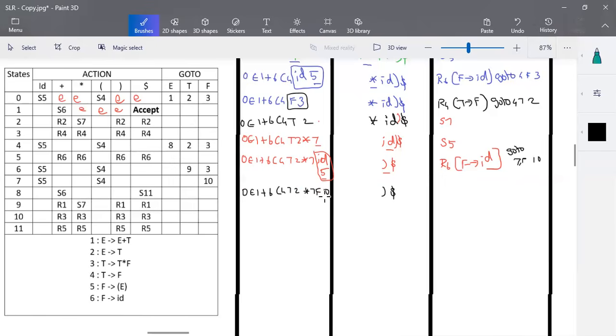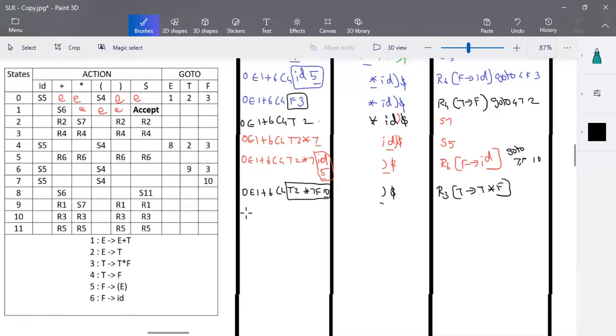Now the next possible transition is 10 comma close bracket. What is there in 10 comma close bracket? It consists of R3, so it is reduce with production number 3. Production number 3 is T tends to T star F. So we have to pop out the elements in the stack until this T star F occurs. This portion, T star F, will be removed.